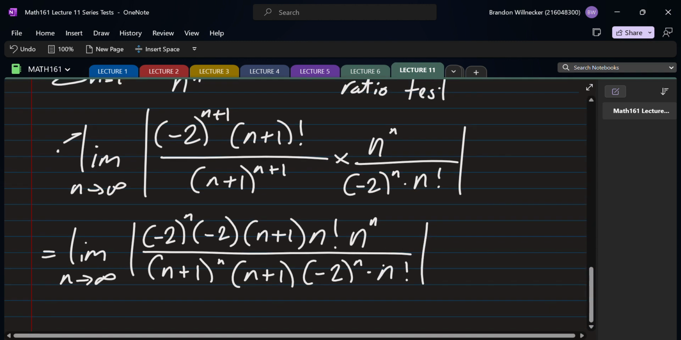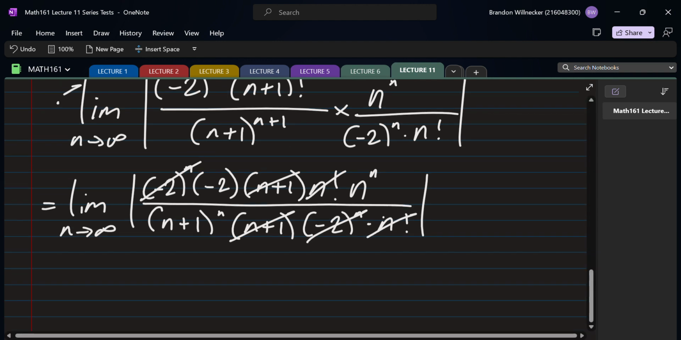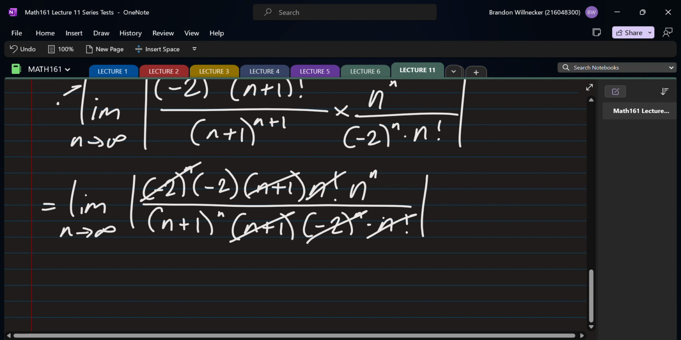Okay, so this does look a bit more complicated than we started with, but notice that quite a few terms cancel out. In the top we have minus 2 to the n, in the bottom we have minus 2 to the n, so they can go. In the top we have n plus 1, in the bottom we have n plus 1, so those can go. In the top we have n factorial, in the bottom we have n factorial, those can go. Okay, the minus 2, since it's inside an absolute value, we can take it out as a 2.